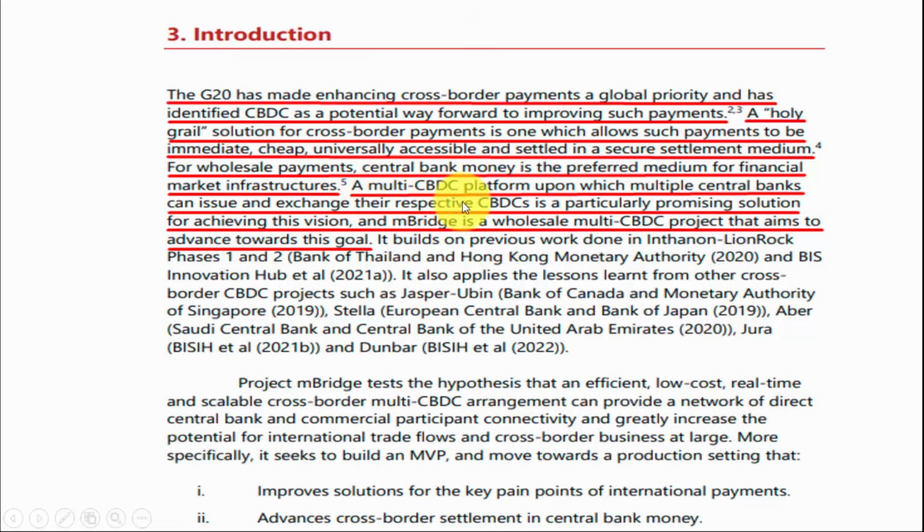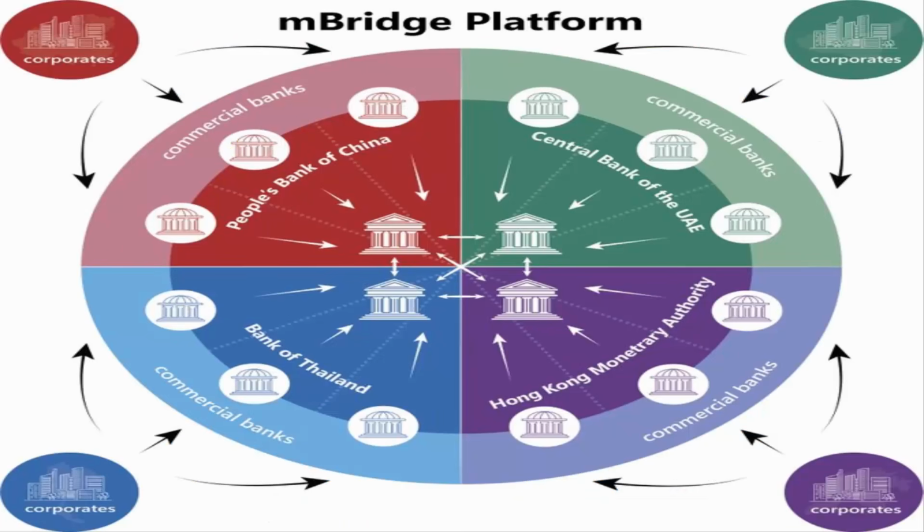A multi-CBDC platform upon which multiple central banks can issue and exchange their respective CBDCs is a particularly promising solution for achieving this vision, and mBridge is a wholesale multi-CBDC project that aims to advance towards this goal. So mBridge is a platform by central banks, and it's in line with the holy grail solution of cross-border payments that has been outlined by the G20 with their aim to enhance cross-border payments.